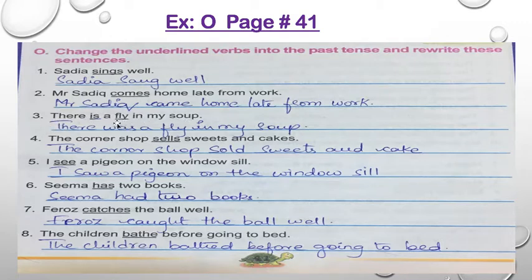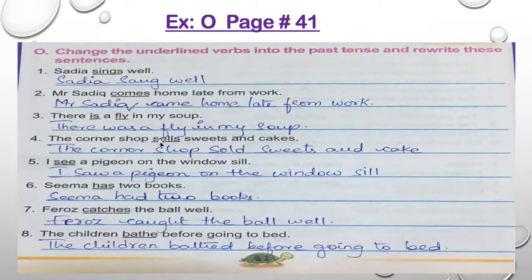Next one, third one, there is a fly in my soup. So the word underlined is fly, but it is not a verb, it is a noun here. So the verb in the sentence is. So we have to change is to past tense. So answer, there was a fly in my soup. So is changed to was in order to make it in a past tense. So underline was.